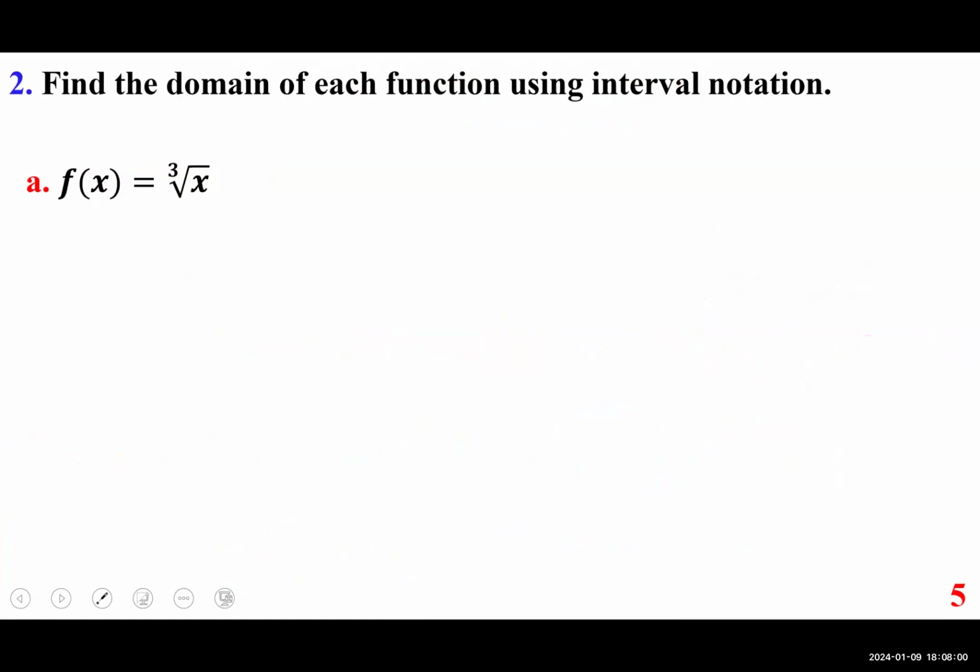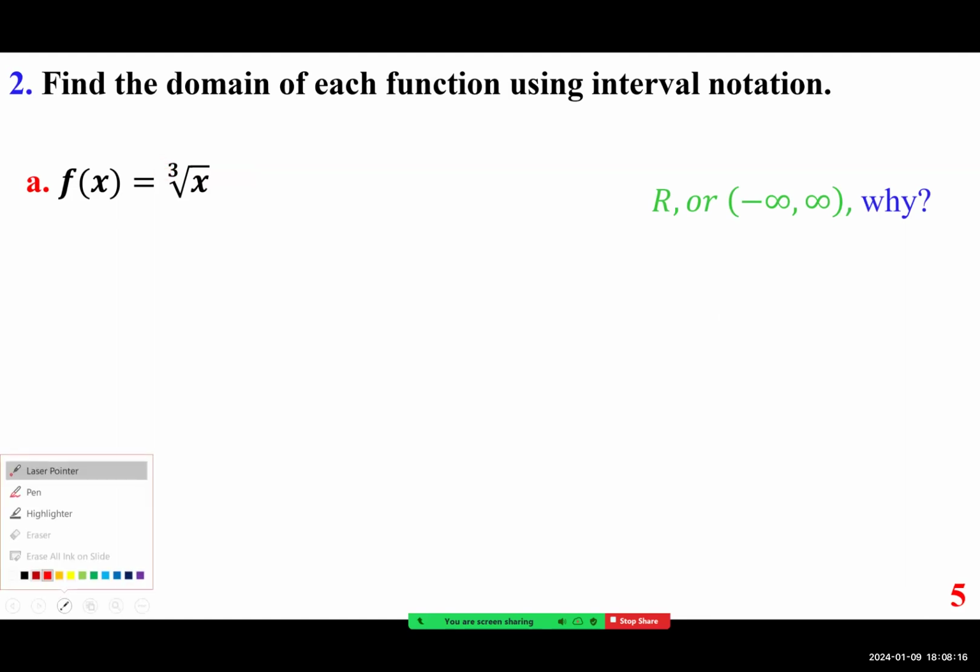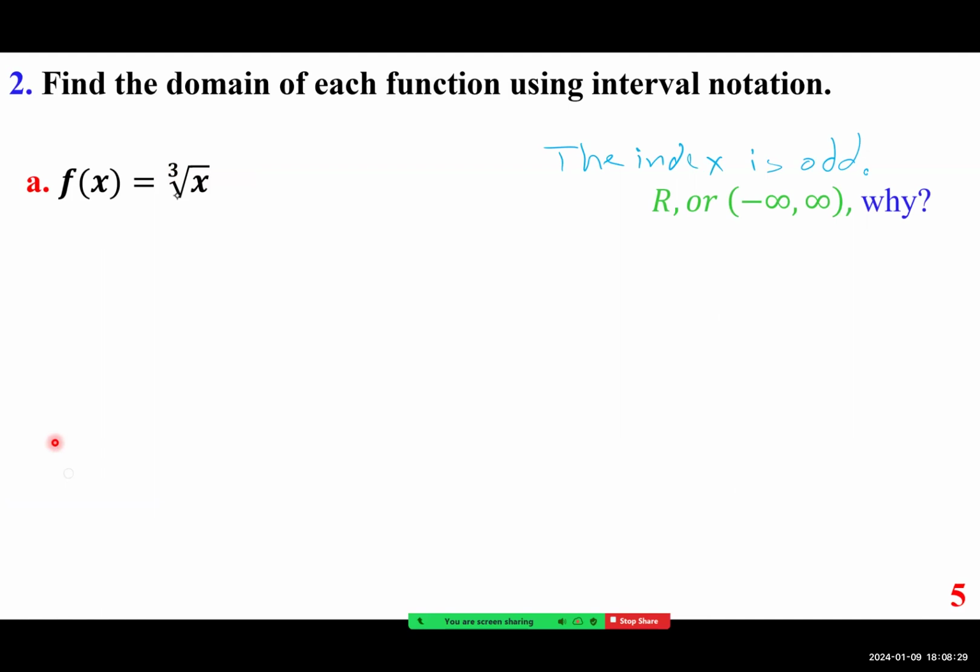As I mentioned, when you're dealing with a root function, you look at the index. In this case, the cube root. When the index is odd, no restriction, all real numbers. The index is an odd number. Third root, fifth root makes no difference.